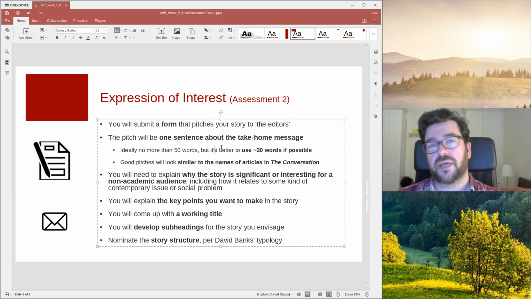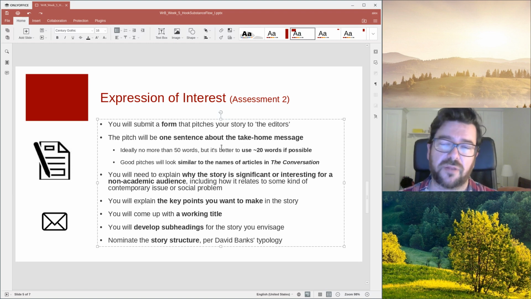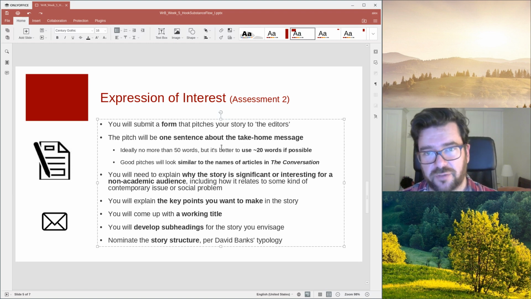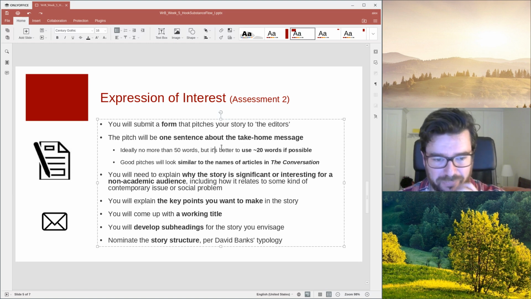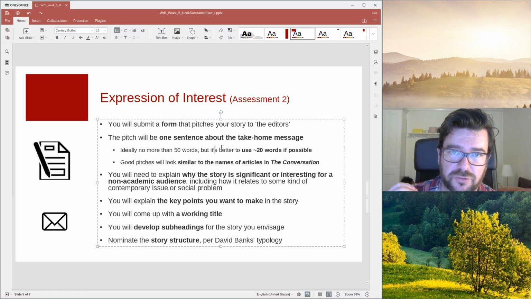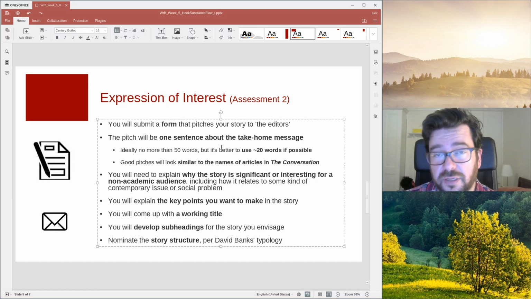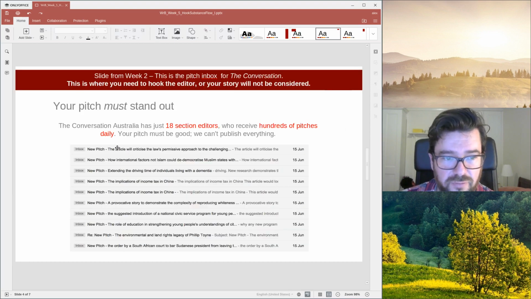So it's a form, and apart from your name and email address and student number, there are essentially 5 text fields and one radio button field where you're going to pitch the story to us. The first field is a single sentence explainer of the article, particularly the take-home message of the article. That section there is what that first text box is going to be.